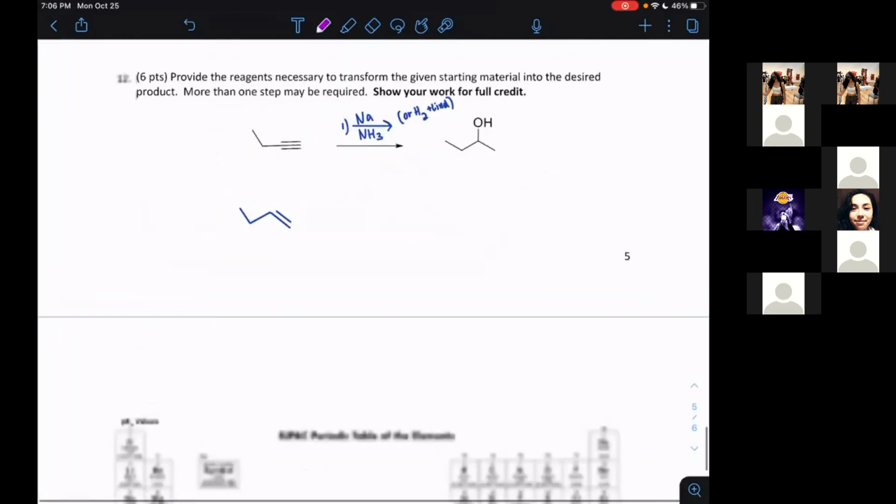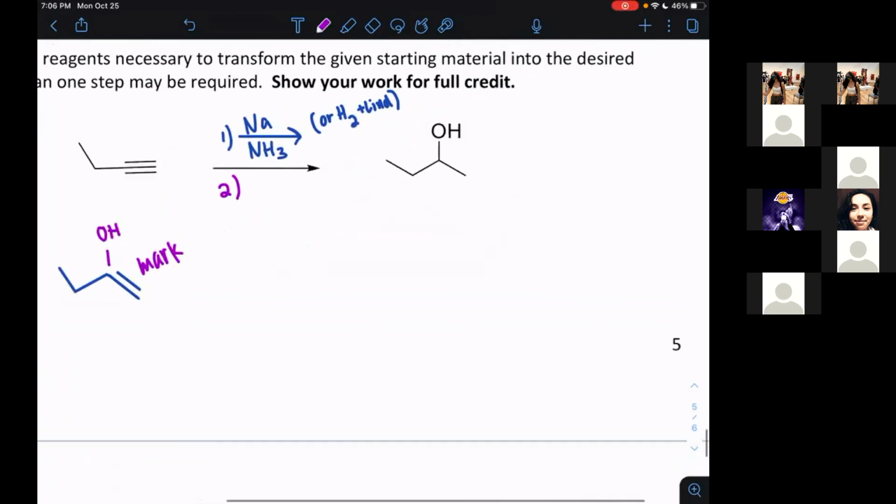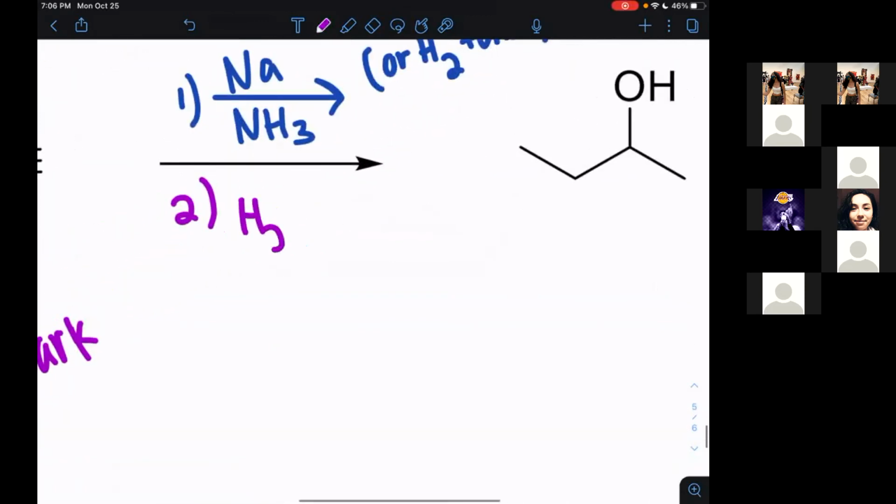Step 2. The OH is adding in a Markovnikov fashion. So that's gonna be H2O and H2SO4. Okay.